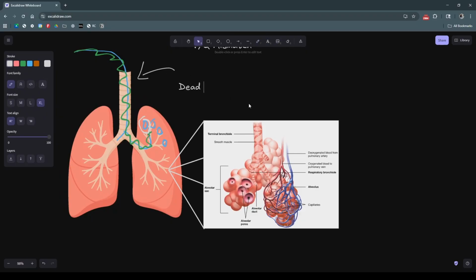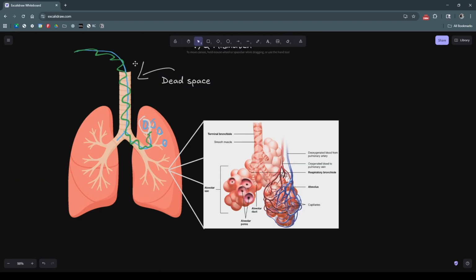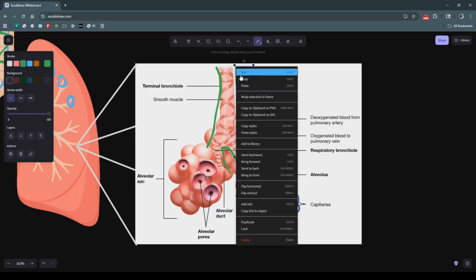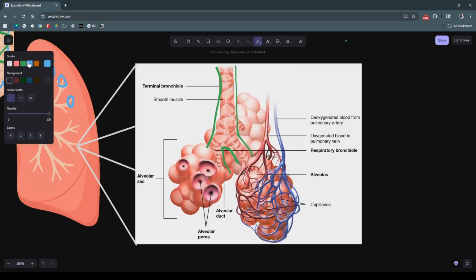Better to call it dead space, simply because we've got air moving through it, but it's not exchanging the gas across an alveolar wall. And in referencing our alveoli, I think it's super important to note that we have two primary systems at play here, right? We've got our respiratory tract with our bronchioles, and we also have our pulmonary circulation.